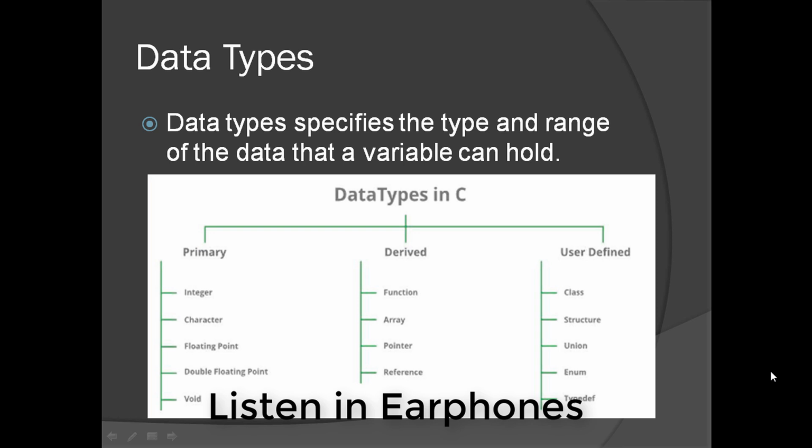Hello all. Previously we have seen structure of C program. Now in this particular video we will see data types in C language. Data type specifies the type and range of the data that a variable can hold.